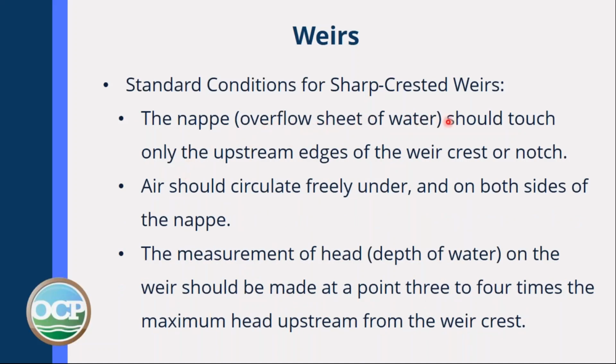The overflow sheet of water, we call this the nap, should touch only the upstream edges of the weir crest or the notch. It shouldn't be trickling down. It should be flowing freely over that plate, and therefore, because of that, you should see an airspace under that nap. And the measurement of the head, the depth of water, should be at a point 3 to 4 times the maximum depth upstream from the weir crest, or the maximum head, the pressure of that water.